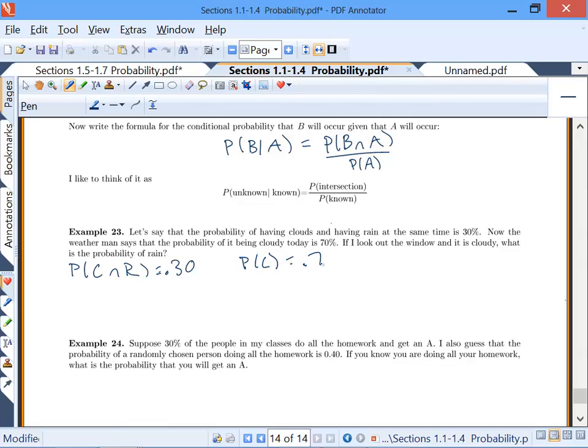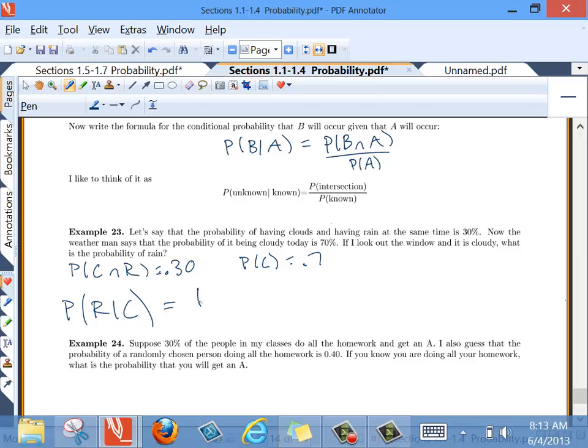So if I look out the window and it is cloudy, what is the probability of rain? Okay, so tell me first which order I'm writing this down. Is it C given R or R given C? R given C. Remember, the part that you know is what comes second. We know that it is cloudy. So this is what we're looking for.